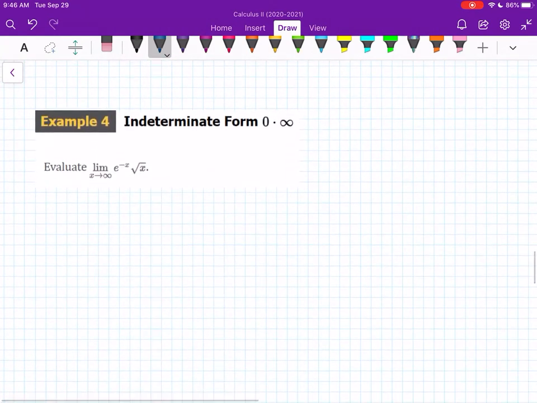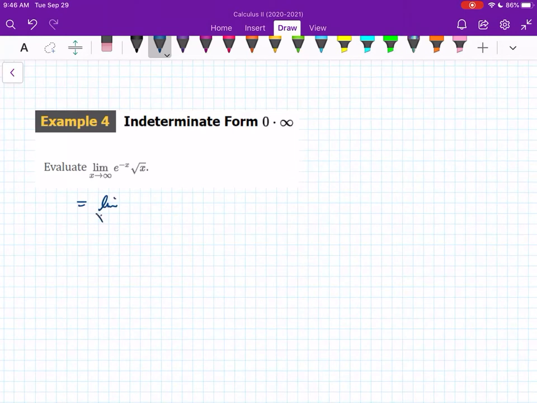Next. So this one is a little different. Now we have something where if we look at the limit as x approaches infinity of e to the negative x times the square root of x, I get 0 times infinity, which isn't of the quotient form, but if I rewrite it, I can rewrite it so that it's a quotient that then allows me to use L'Hopital's rule.